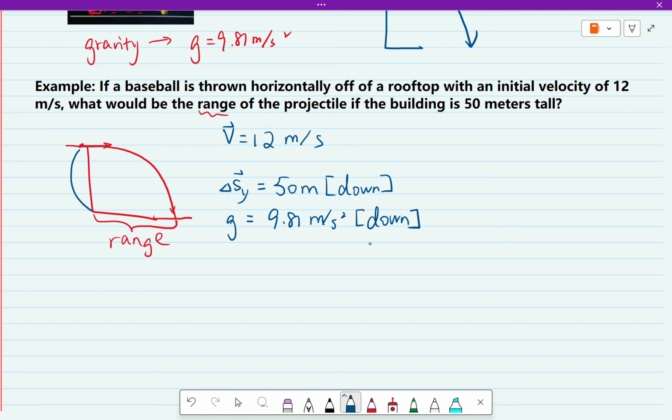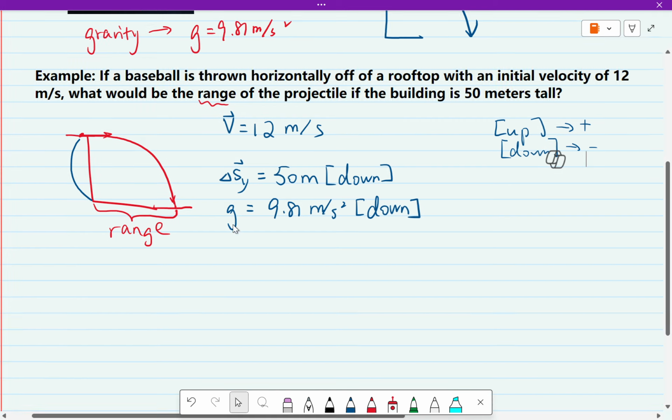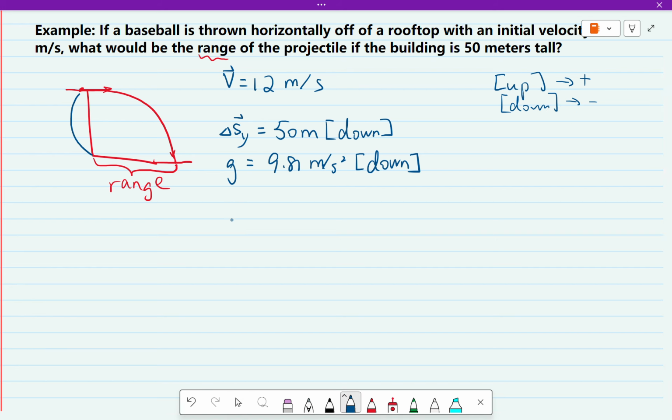So since we have a few directions here, we had better define the direction that we're going to use. So we are going to define that up is positive and down is negative. So we have these three numbers in this question, and we're looking for the range.